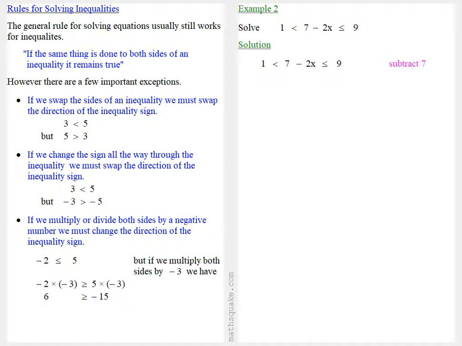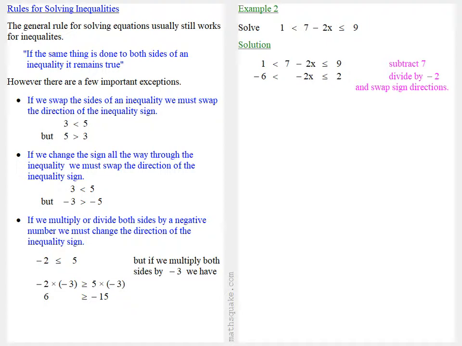So when we subtract 7 from the left, which is 1, we get -6. When we subtract 7 from the middle, the 7 disappears and we're left with -2x. And if we subtract 7 from the right-hand side, we have 9 minus 7, which is 2. Now, we want to get x on its own in the middle, so we're going to divide all the way through by -2. But because we're dividing by a negative number, we must change the directions of the inequalities.